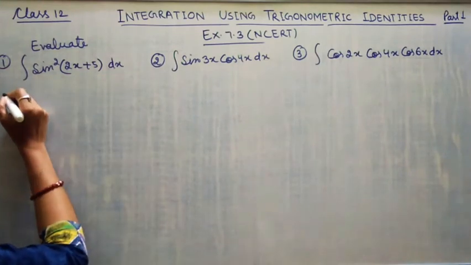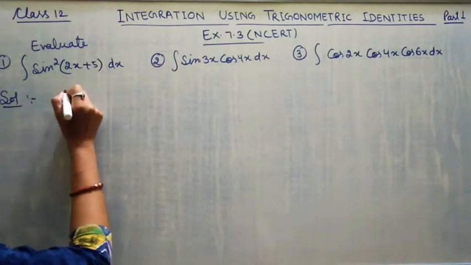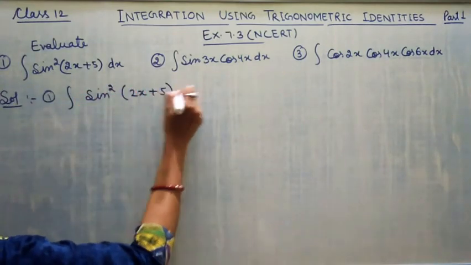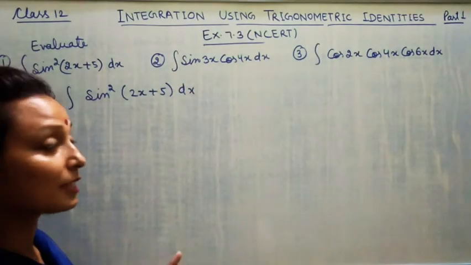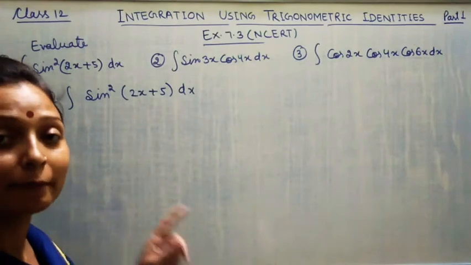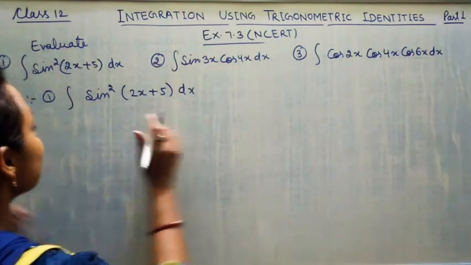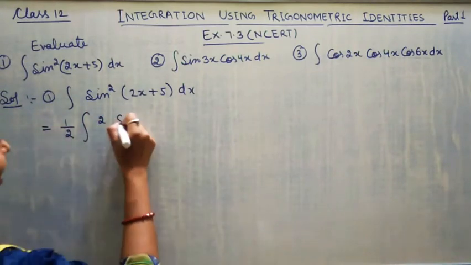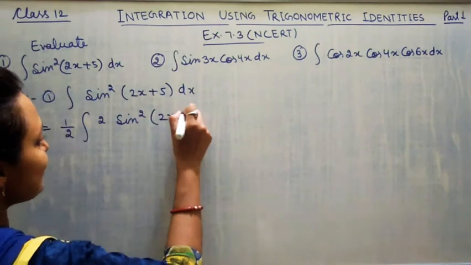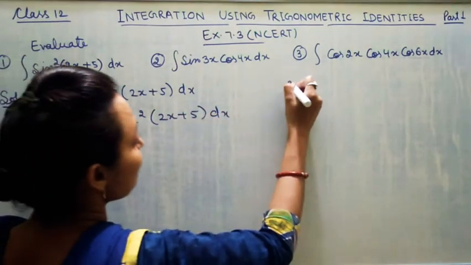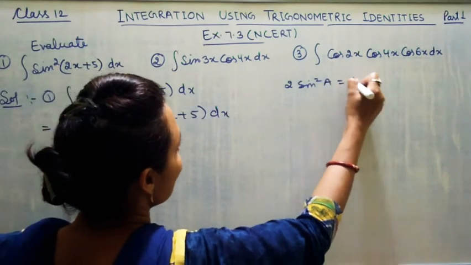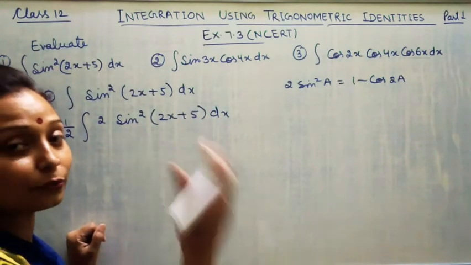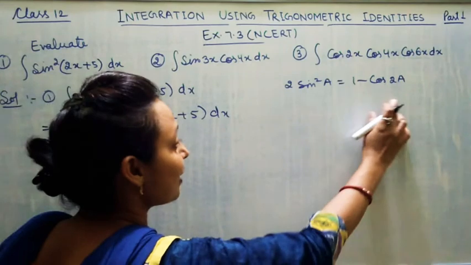I will start with question number 1, which is the integral of sin square 2x plus 5. Sine square does not have a direct integration, so I will eliminate this square by using the identities. I will multiply and divide by 2 in sin square 2x plus 5. The formula is 2 sin square a equals 1 minus cos 2a. I will apply this formula, which I told you in the first identity.